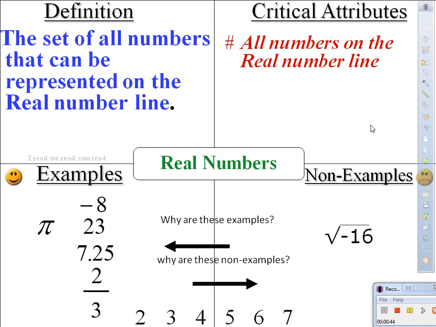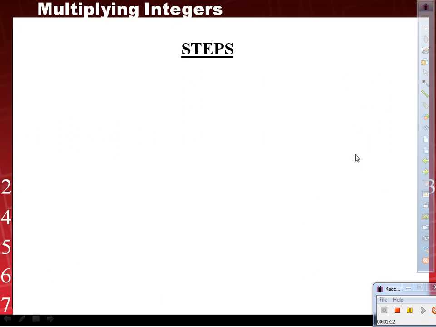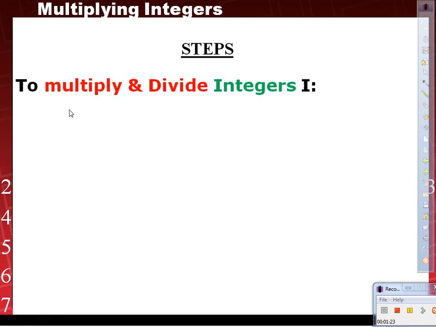All right, I'll give you time to do that at home. That would be your problem number 7. Notice on the agenda it said 7 problems, but you only copied 6, right? So the 7th is to finish the Frayer model at home. Copy these steps under your Frayer model. So steps. To multiply and divide integers, I wrote integers, but it could be also real numbers.